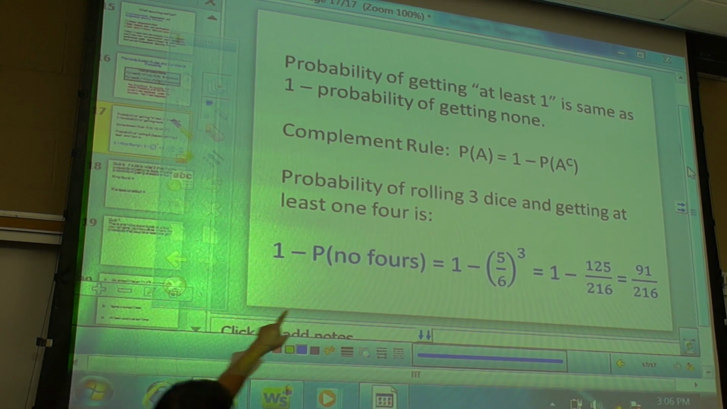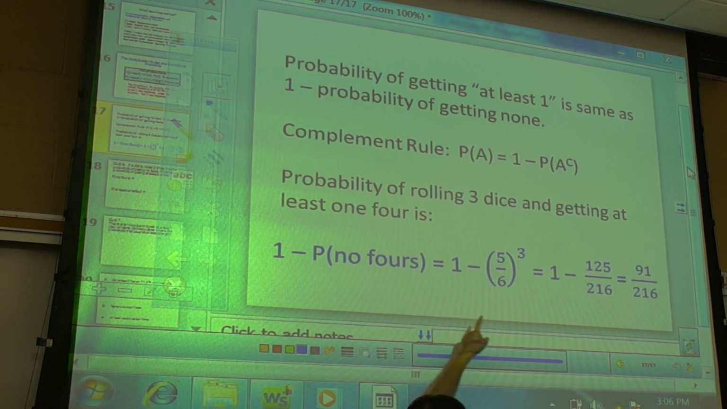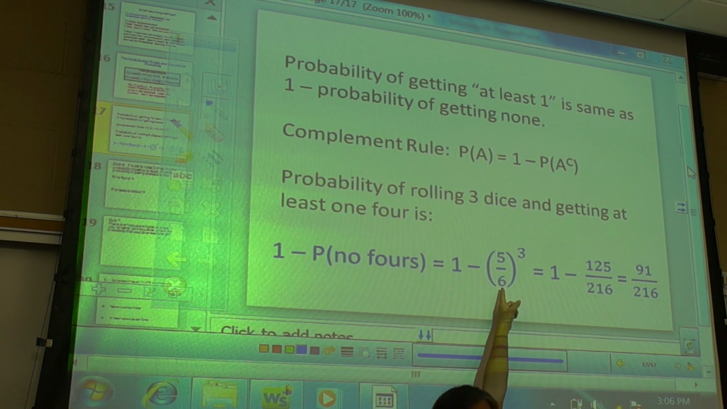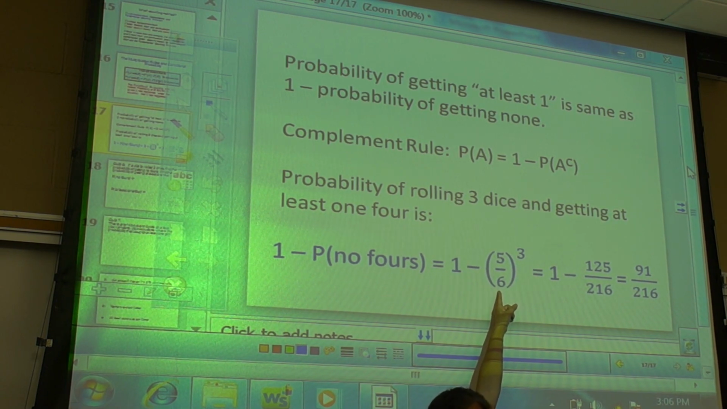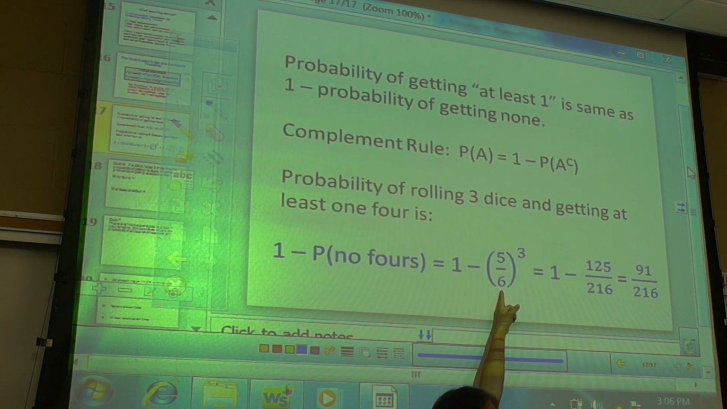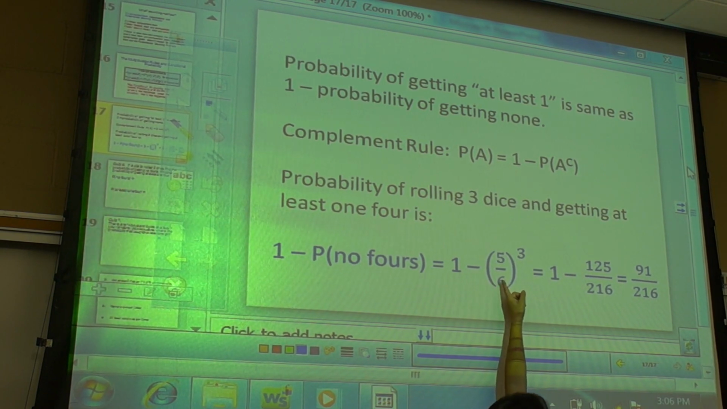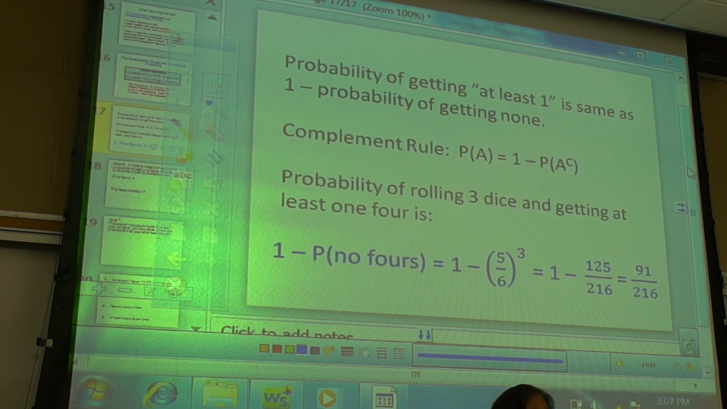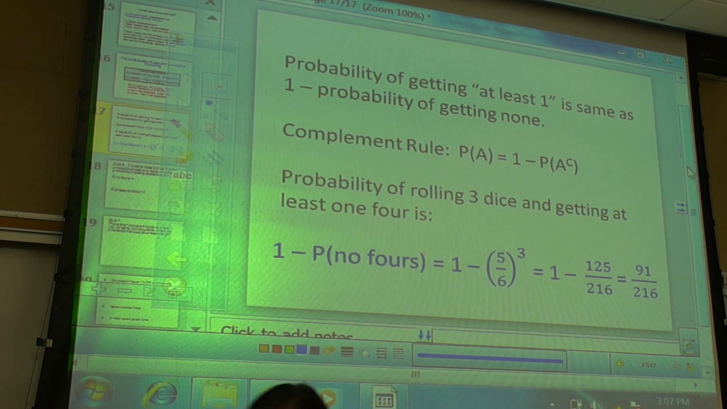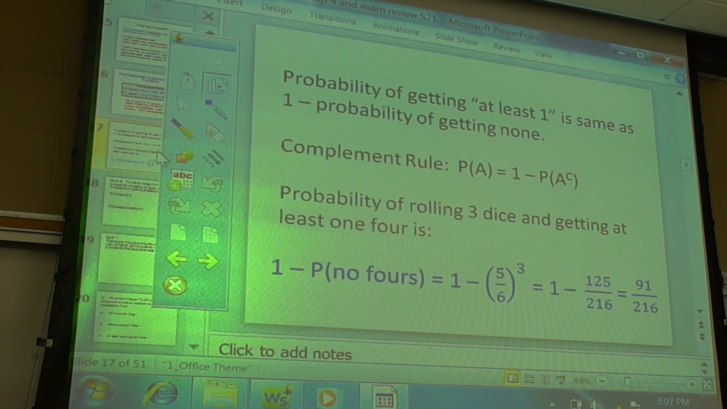How do you find the probability of none? Well, find the probability of the first one being a no, and the second one being a no, and the third one being a no. So it's the probability of no to the third power. So I'll go through that quiz problem with you guys.